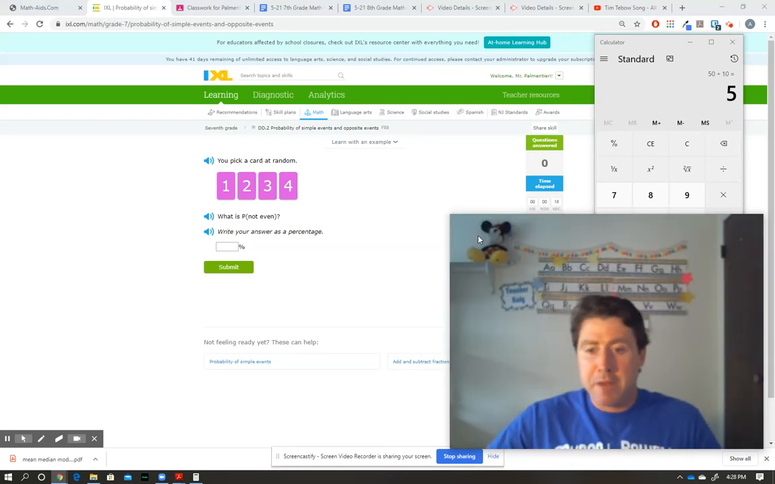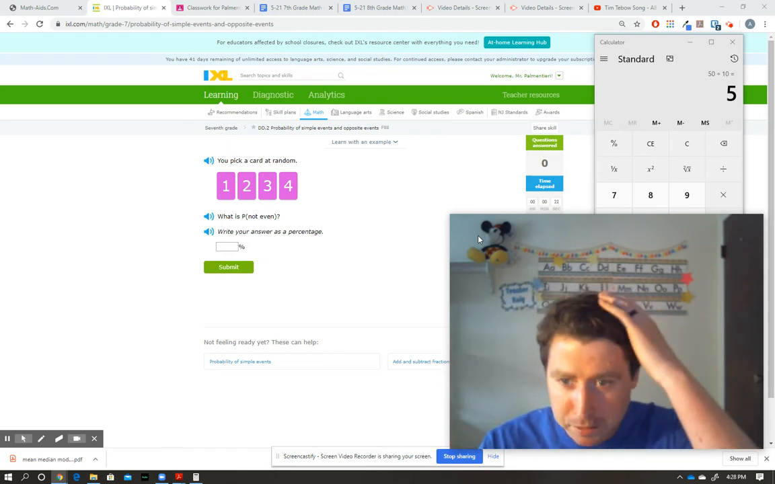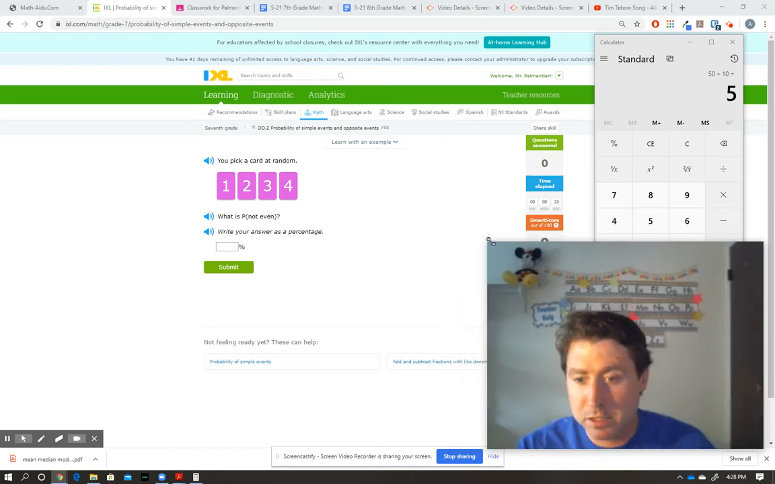I figured out a way to make my screen bigger at the bottom, even though I don't think anybody really wants to look at my long hair. So I'm going to make the screen smaller again.